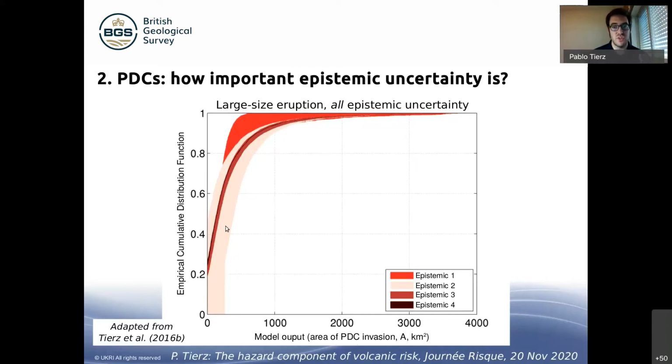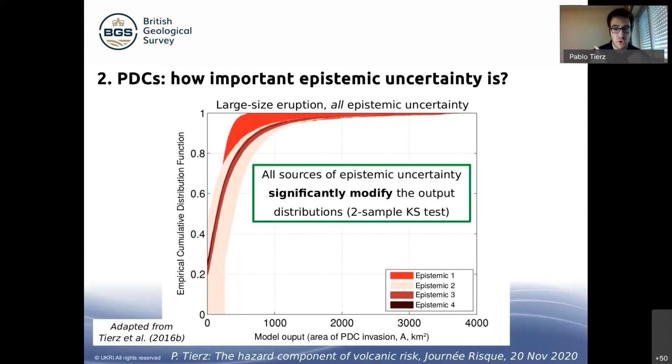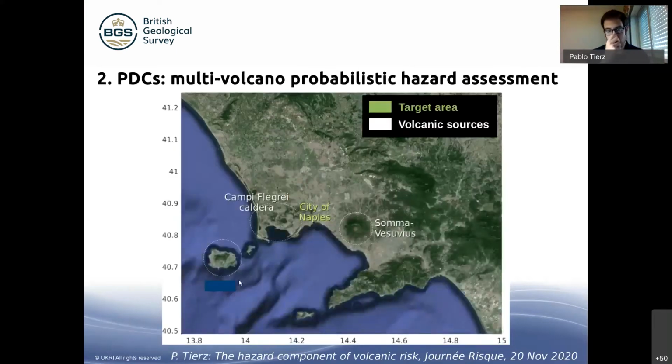So in this way, we were able to rank the different sources of epistemic uncertainty. And we also checked that all sources of epistemic uncertainty were able to significantly modify the output distributions for the model, both in the case of area of PDC invasion, as I'm showing here, but also in terms of the maximum runout.